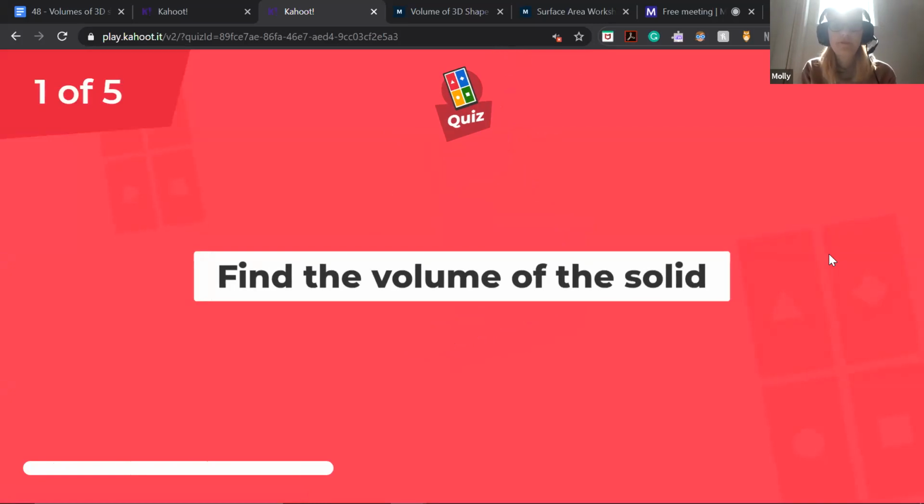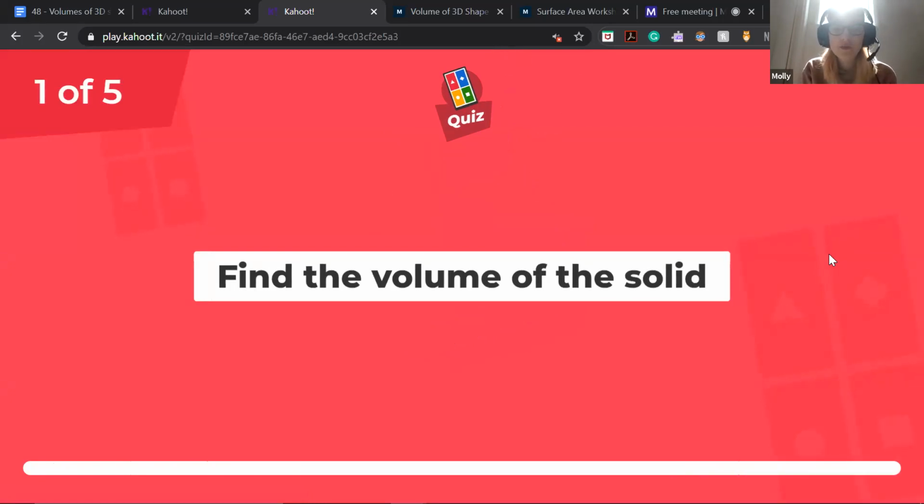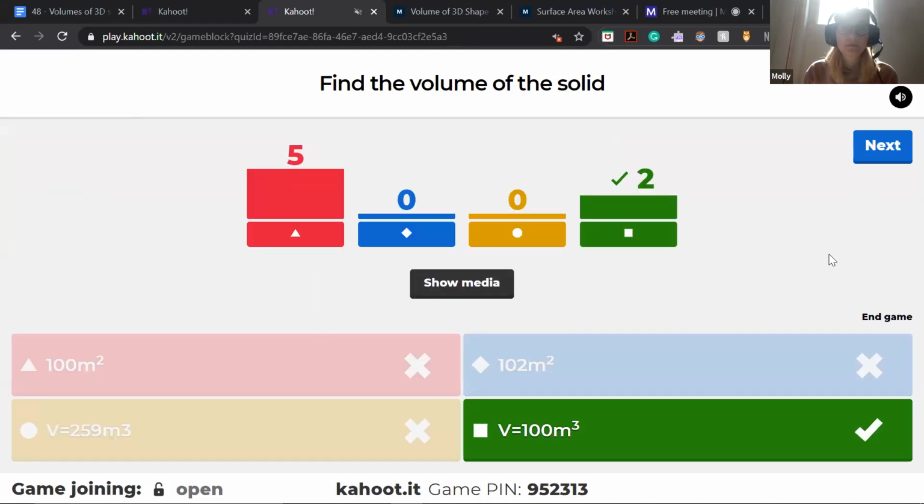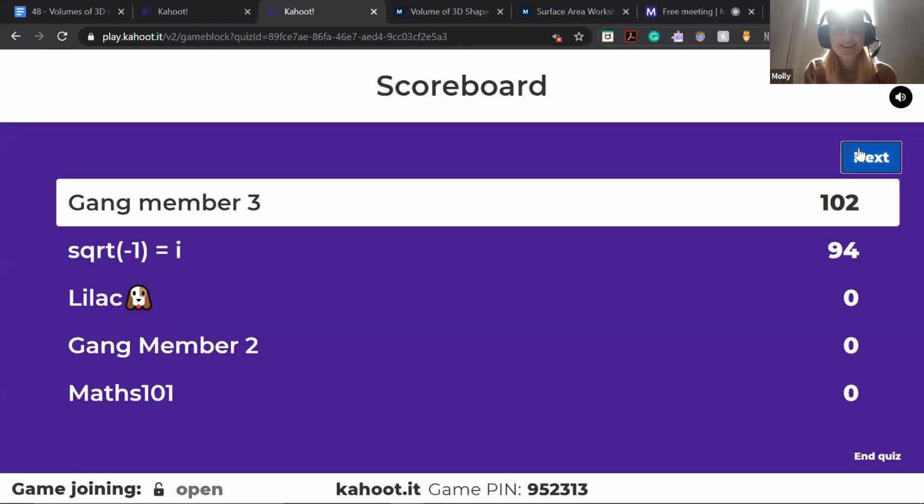Okay, first one, find the volume of this. Cool. The sneaky bit with that was that this says 100 meters squared, and volume is always in meters cubed, or some length cubed. So you did the maths right, you've got to multiply those all together, but that one was sneaky with the units there.